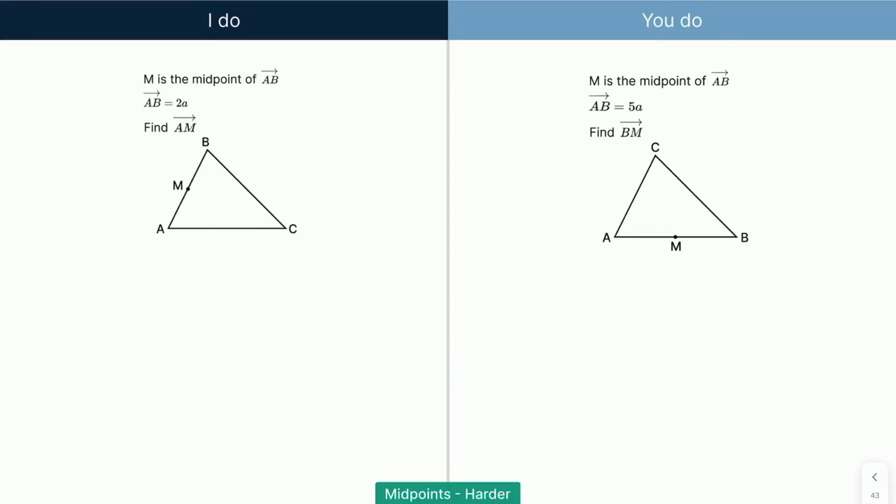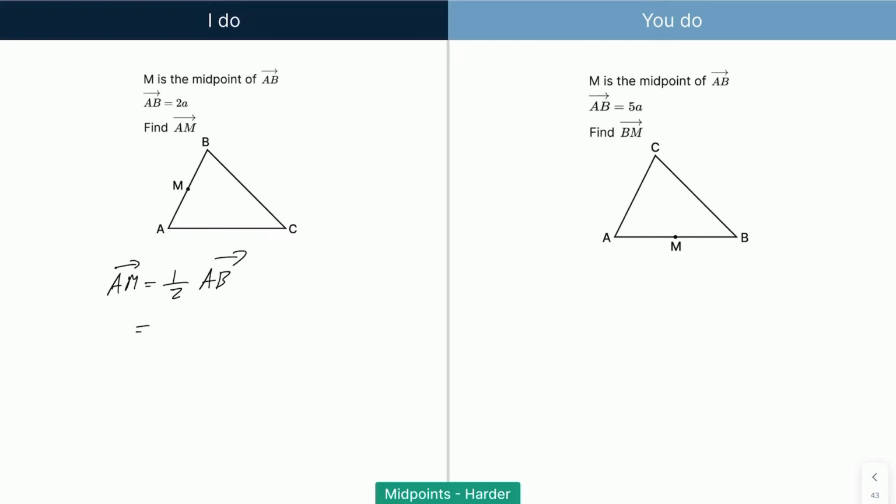So moving on, we are now looking at hard examples with midpoint. Similar to before, remember midpoints are just half the full length. The question wants A to M. Now we know A to M is going to be half the full length, which is A to B. The direction is important, right? A to M means we're going to have half of A to B. It must start at the same letter, always, because we want it to point in the same direction.